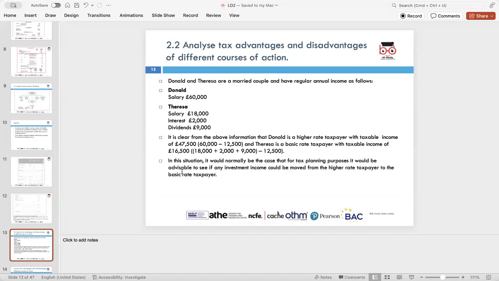But it is essential to consider the advantages and disadvantages of such a course of action. While transferring investment income to Teresa may lead to tax saving due to her lower tax rate, there could be implications such as administrative complexities, potential tax implications on transfer, and changes in investment ownership.